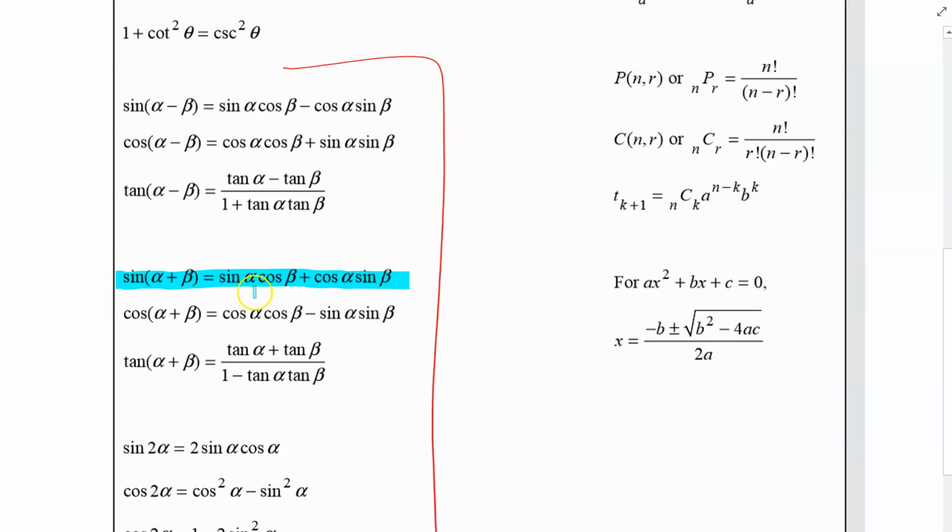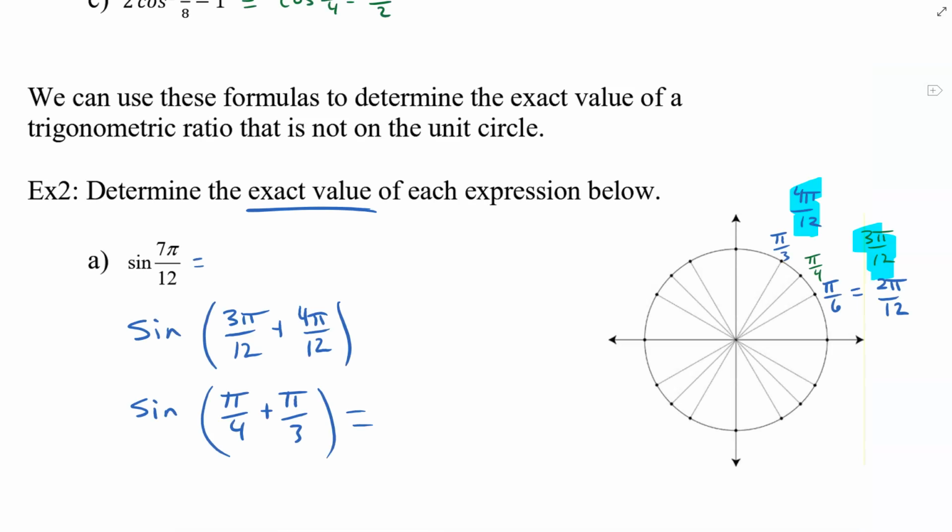So it's sine cos plus cos sine, and then I'll fill these in. It's going to be the sine of pi over 4 times the cos of pi over 3, plus the cos of pi over 4 times the sine of pi over 3. Okay, why don't we do the pi over 4 ones first?